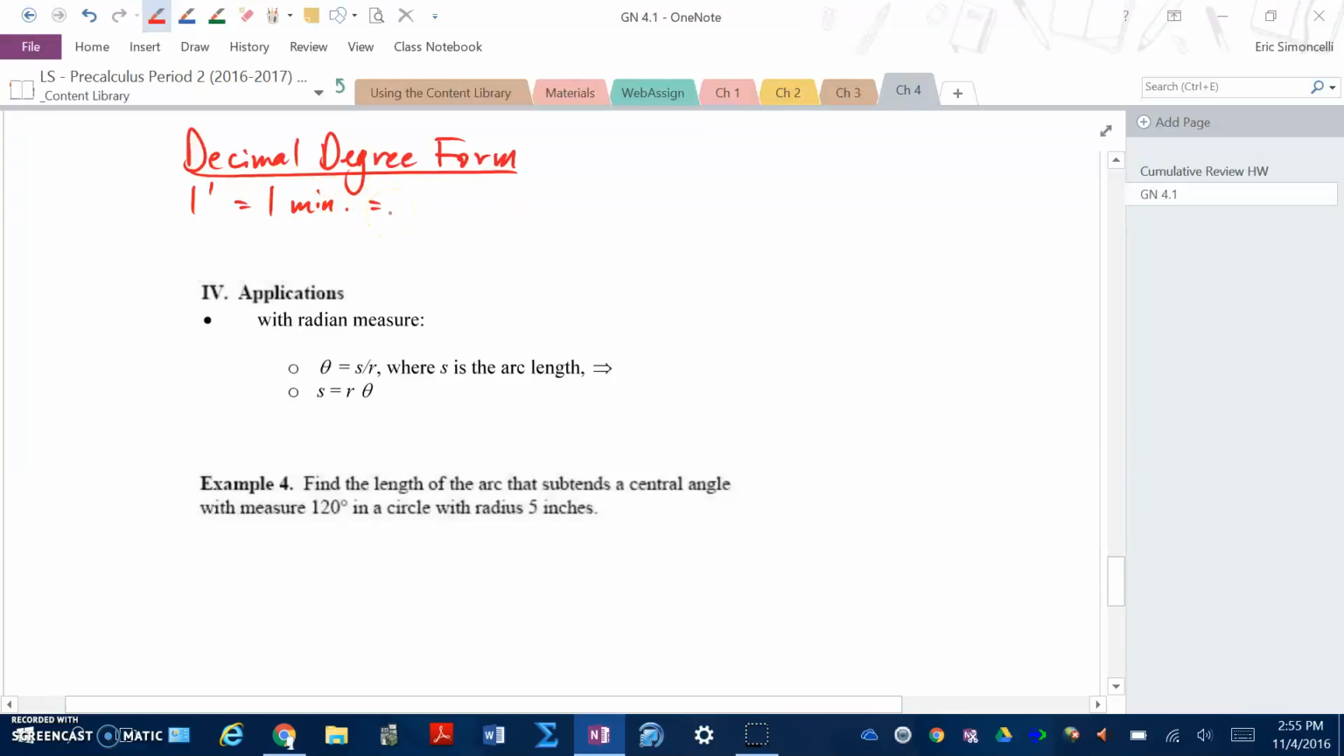And if I want to convert 1 minute to degrees, essentially I'm going to take 1/60th of a degree, equating that to 1 minute. And then for 1 second, using 2 tick marks, 1 second is equal to 1/60th times 1/60th of a degree, or 1/3600th of a degree.